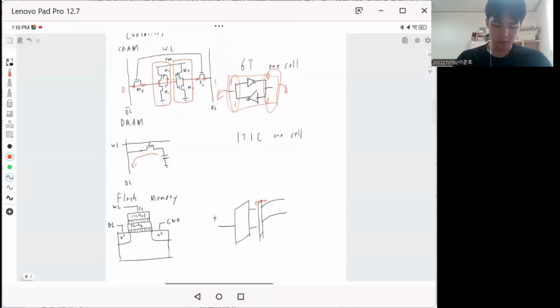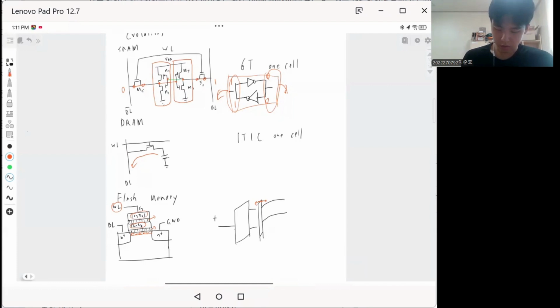Last one is the flash memory. We can see the control gate and the floating gate. And this is the blocking oxide, and this is the tunneling oxide. So when we apply high voltage to the word line and the bit line is ground, electrons will accumulate in the inversion layer.